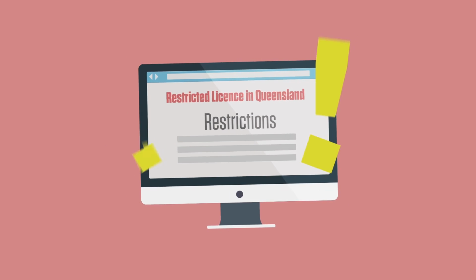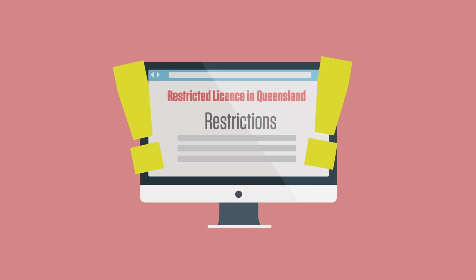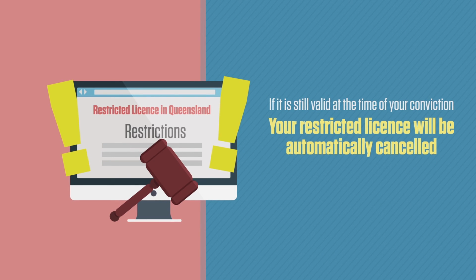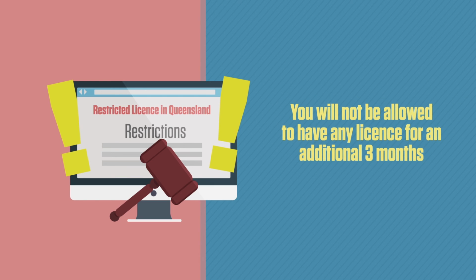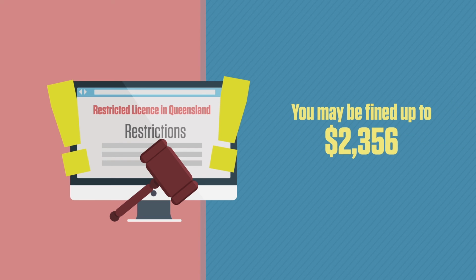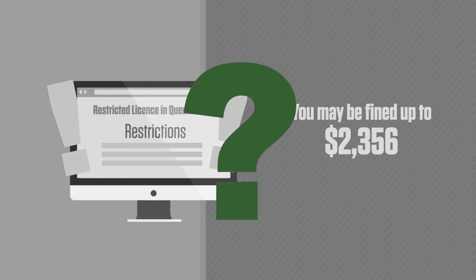It is an offence to breach any of the restrictions set out in the order granting you the license. If convicted of a breach, if it is still valid at the time of your conviction, your restricted license will be automatically cancelled. You will not be allowed to have any license for an additional 3 months. And you may be fined up to $2,356.